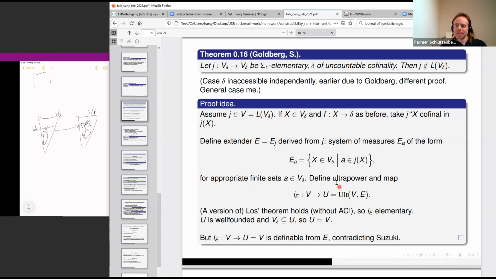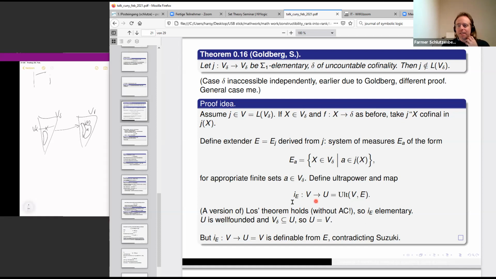Then we can define the ultrapower of V here. We're working in L of V delta as our assumption. We've got the J there. So we can define the ultrapower of V by this extender. You define the ultrapower of V by one of the component measures, one of these EAs, in the usual way. And then the full ultrapower of V by the extender is a natural direct limit of all of those ultrapowers.